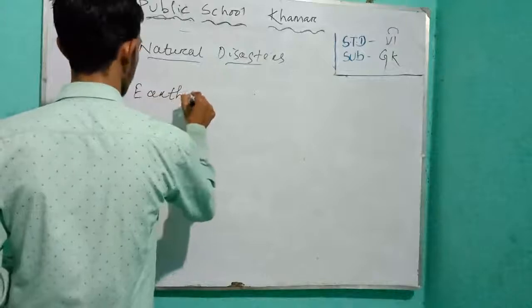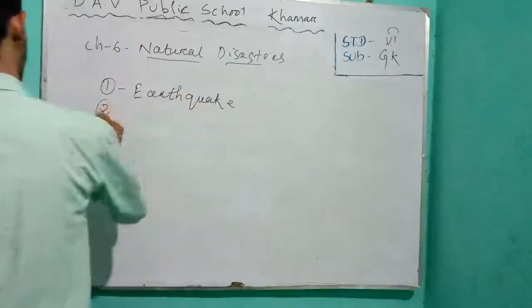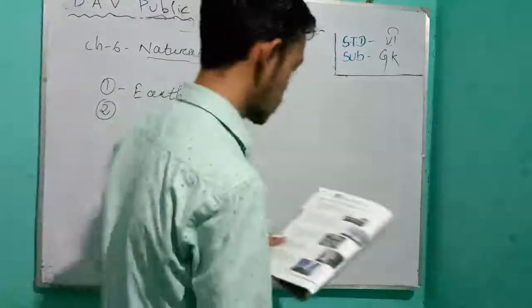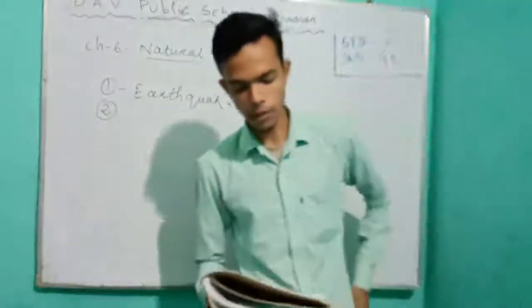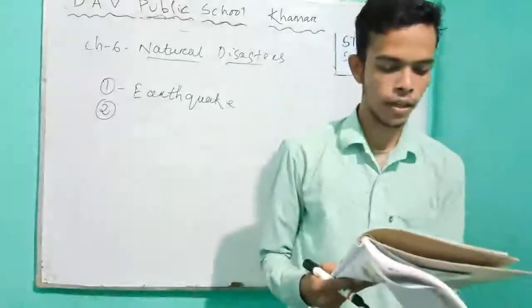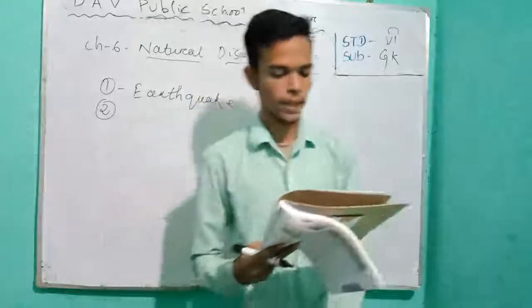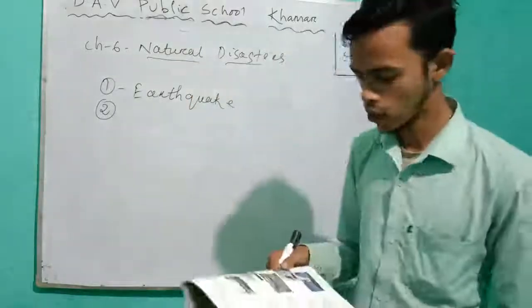Next, number two: it occurs when molten rock and gases stream through a vent from the earth's interior. Types include Strombolian, Vulcanian, Basaltic, Plinian, etc. What will this be? Volcanic eruption.